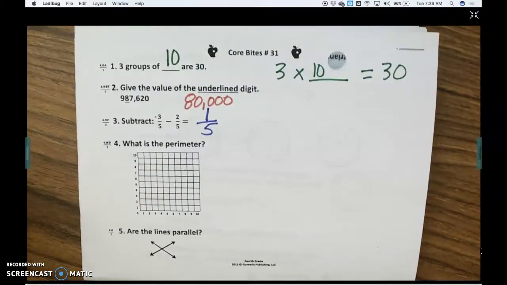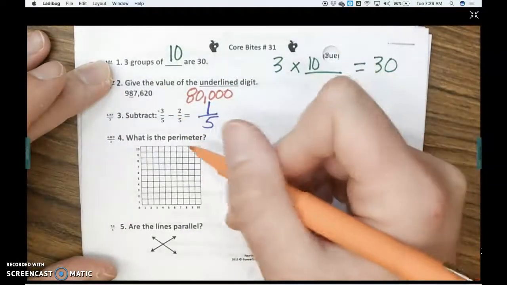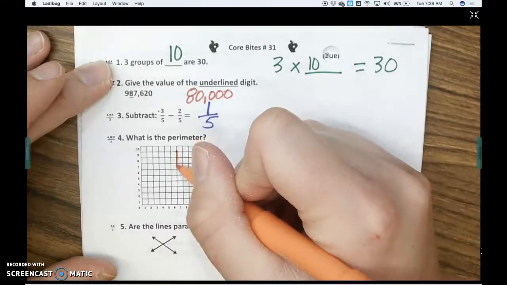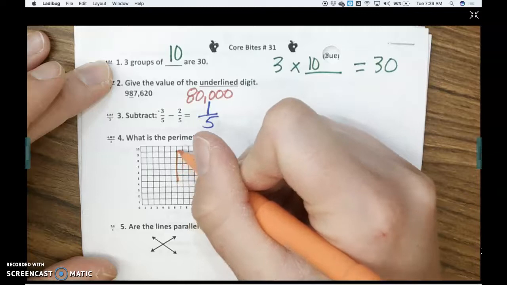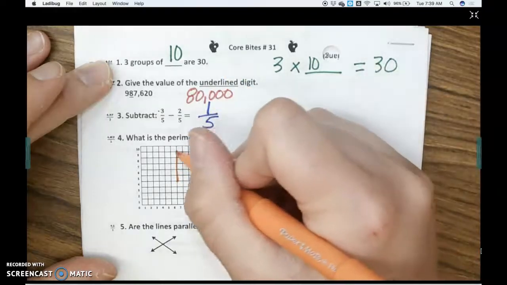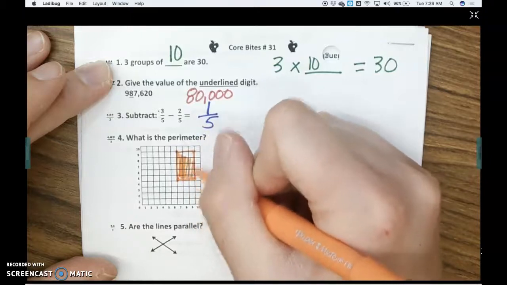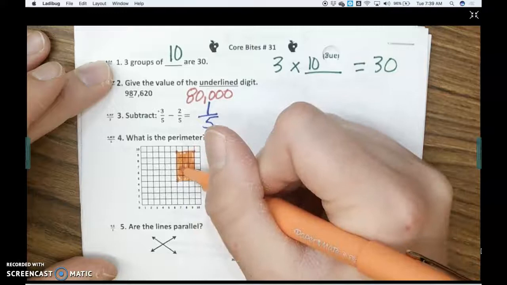Okay. For your next one, it's a perimeter question. And I know it's hard to see it, guys, but I'm going to go ahead and shade it in for you. So it's right here. Right there. And then it's all the way right here. Okay, and this is all shaded in. So it says, what is the perimeter?